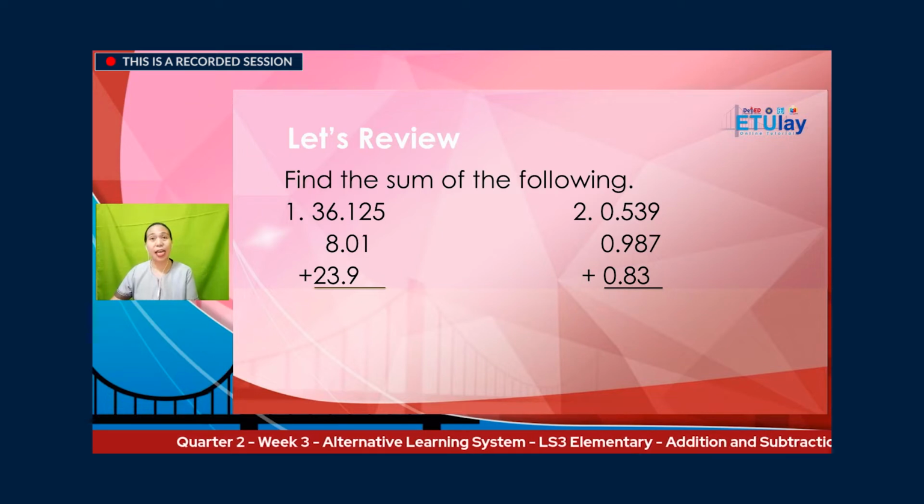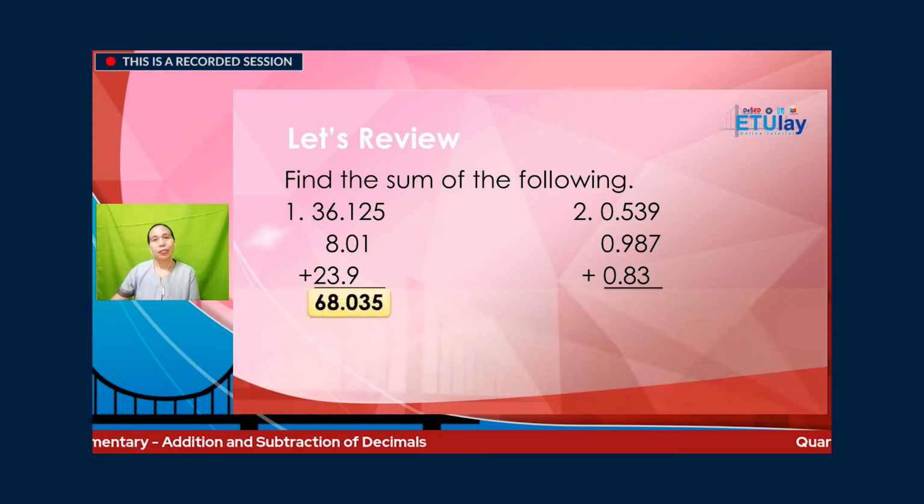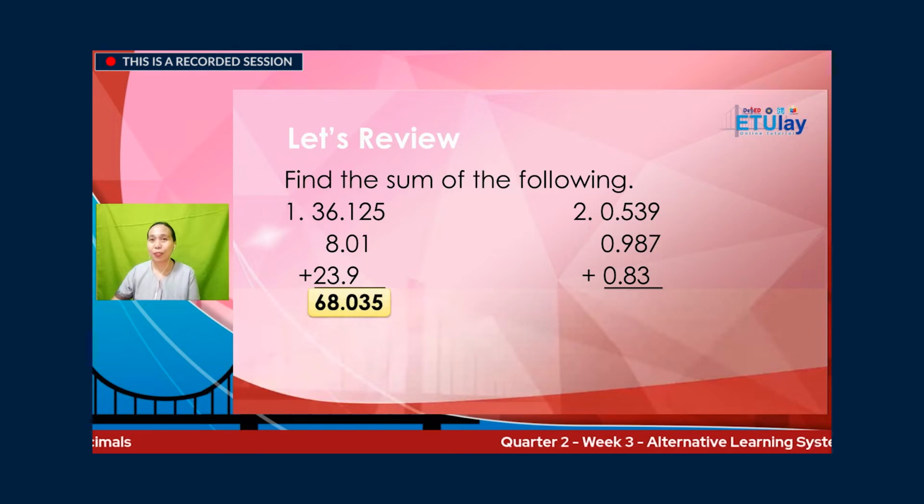If you got the discussion, let's review this time. Find the sum of the following numbers. Number 1, 36.125 plus 8.01 plus 23.9. 5, 4, 3, 2, 1. And the answer is 68.035. Good job, learners.